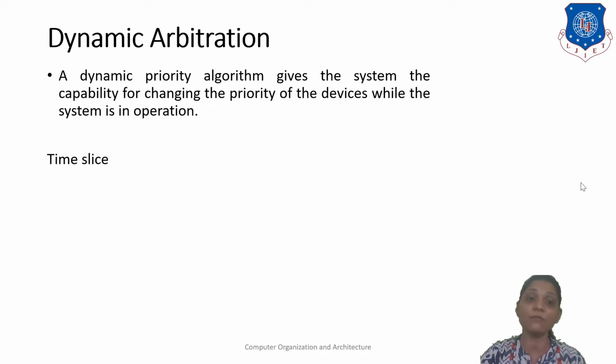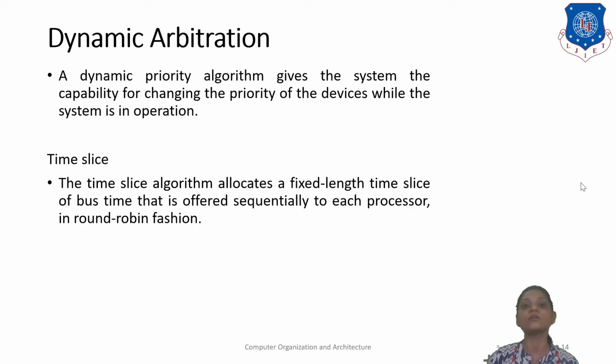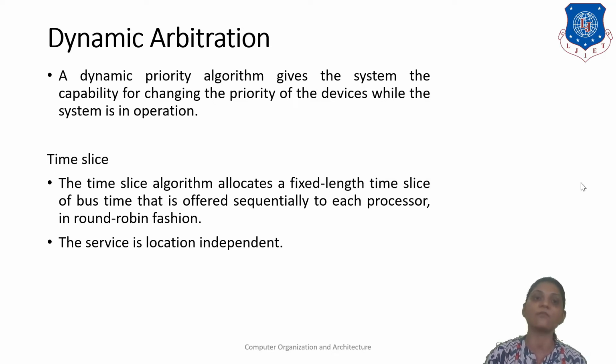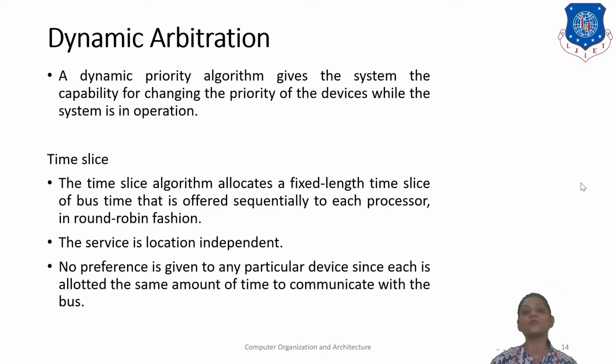There you can use a method like time slice. The time slice algorithm allocates a fixed length time slice of the burst time, offered sequentially to each processor in round robin fashion. First one will have the first turn, then second, then third, then fourth, and so on. Then in circular motion, all of the processors will have their turn to use the bus. That is known as the time slice method, and this service is location independent. No preference is given to any particular device, since each is allotted the same amount of time to communicate with the bus.